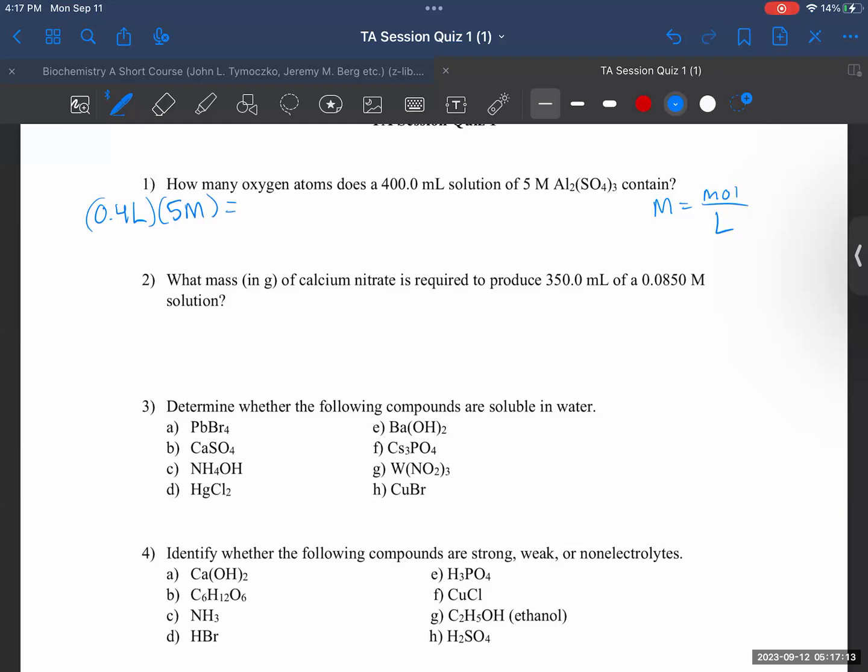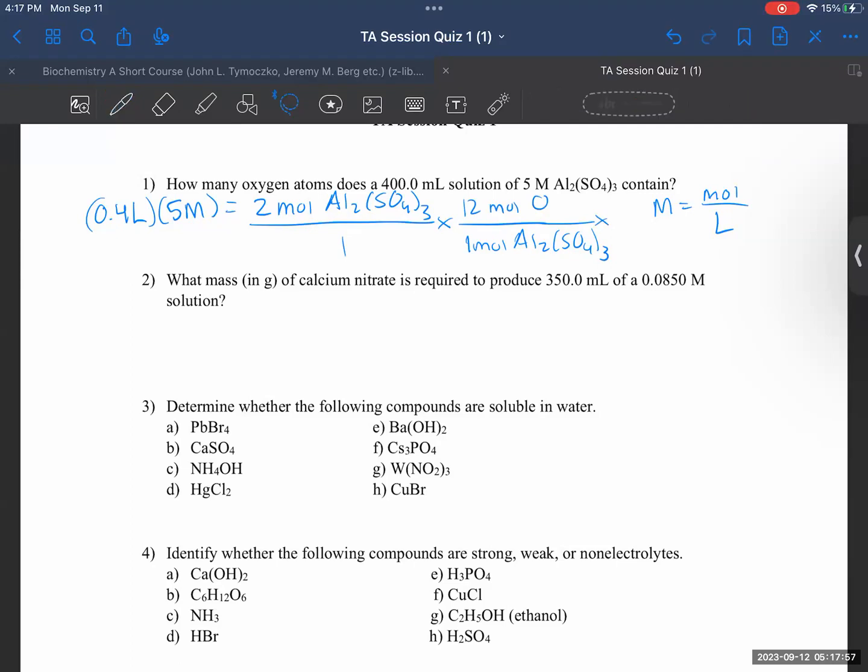And what do you get when you put that in? 2 moles of Al2(SO4)3. And what's the ratio of moles of aluminum sulfate to moles of oxygen atoms? For every 1 mole of aluminum sulfate, there are 12 moles of oxygen, right? Because you have to distribute that 3 in there. So 12 moles of oxygen per mole.